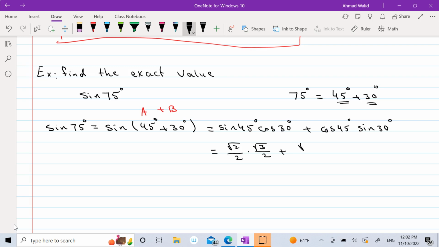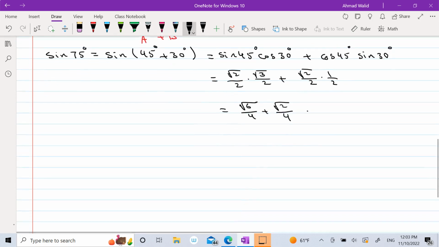Plus cosine of 45, radical 2 over 2. Sine of 30, 1/2. Simplify: radical 6 over 4 plus radical 2 over 4. Correct? Example number 2.